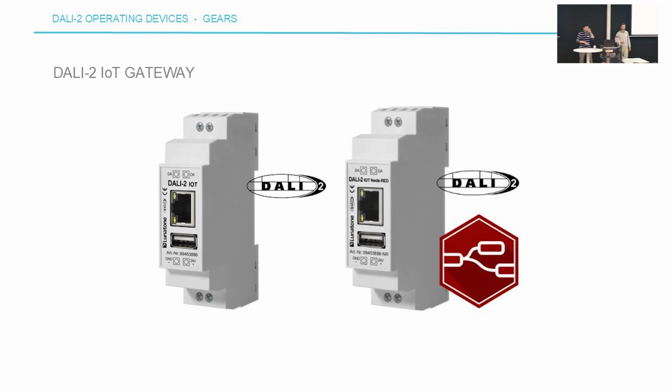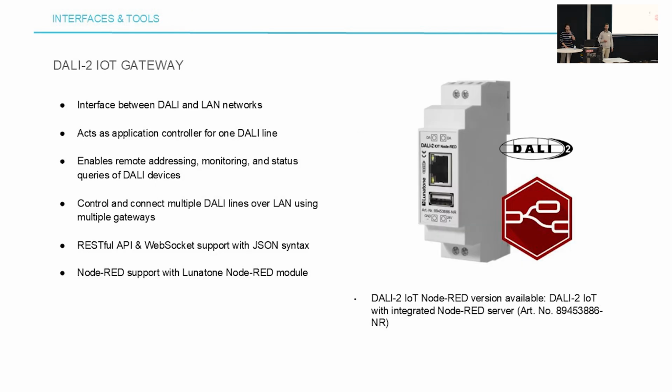Besides these sensors and LED dimmers, we also have different gateways. For example, the IoT and the IoT Node-RED gateway. These devices get implemented via LAN or a Wi-Fi network and have multiple options to control a DALI bus. You can freely program them, for example, with the RESTful API or over the WebSocket with full JSON syntax. Both these devices can control one DALI line, are also multi-master capable, and feature all the normal DALI 2 commands.